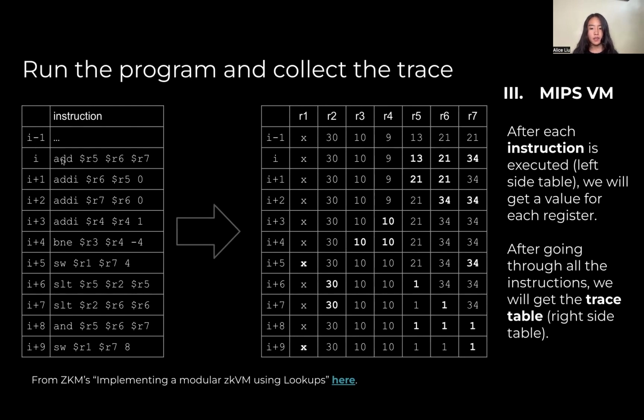The instruction is basically saying add the value from register 5 to the value in register 6, and then put the result of this addition in register 7. So we can see over here, 13 plus 21 is 34. After going through all of these instructions, we'll get the trace table, which is shown on the right. Remember that the trace table is a representation of the execution trace.